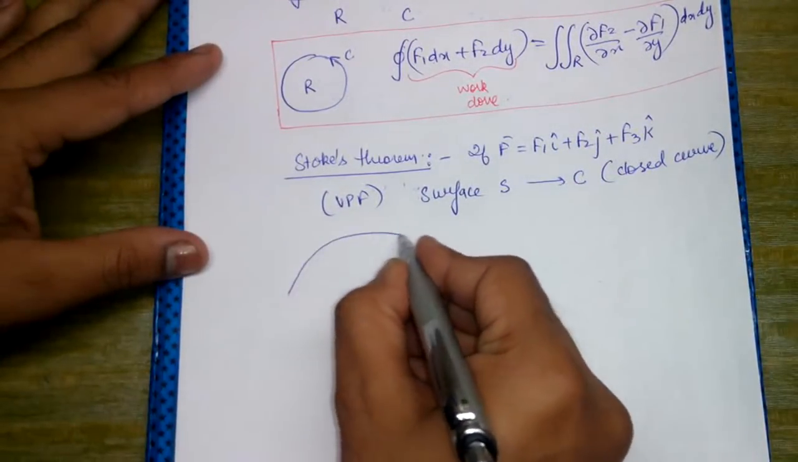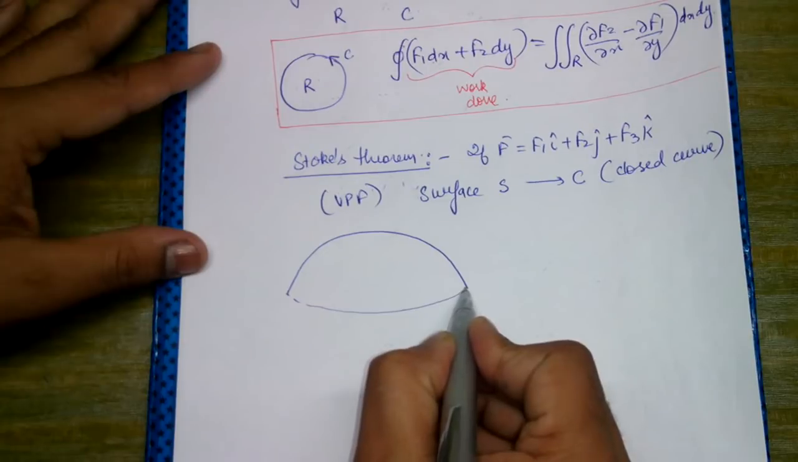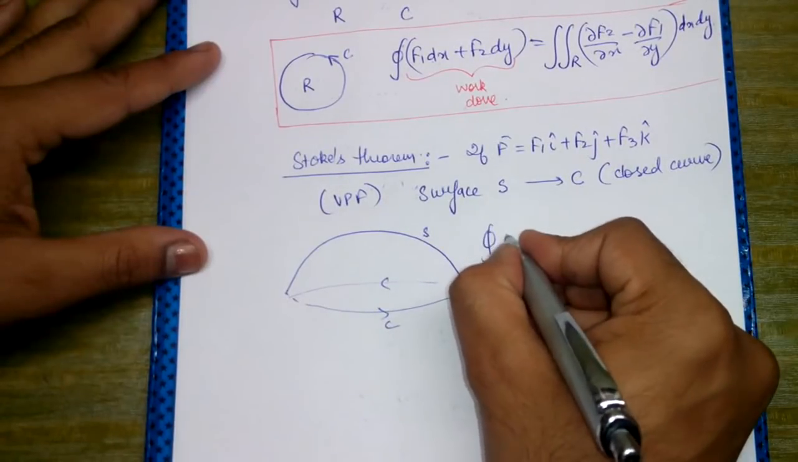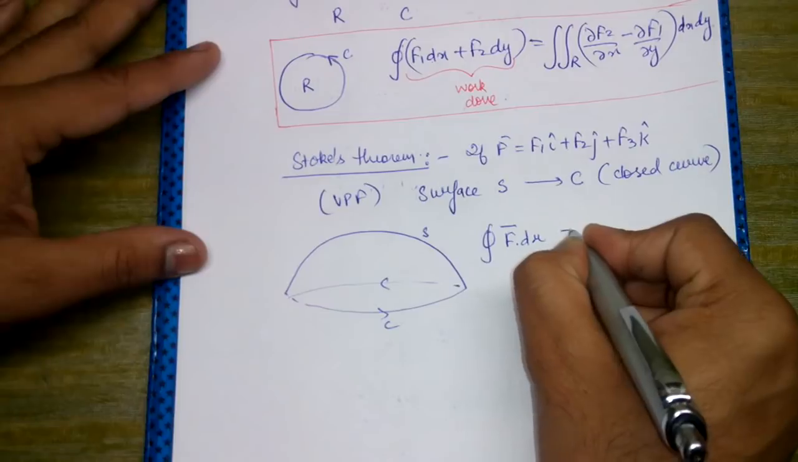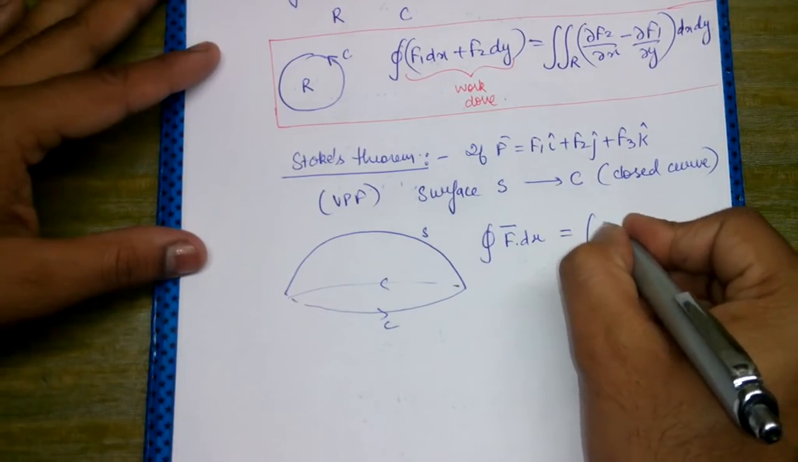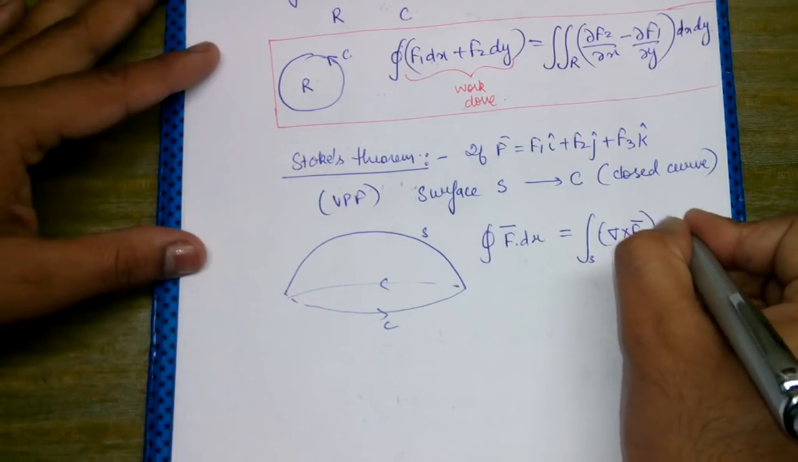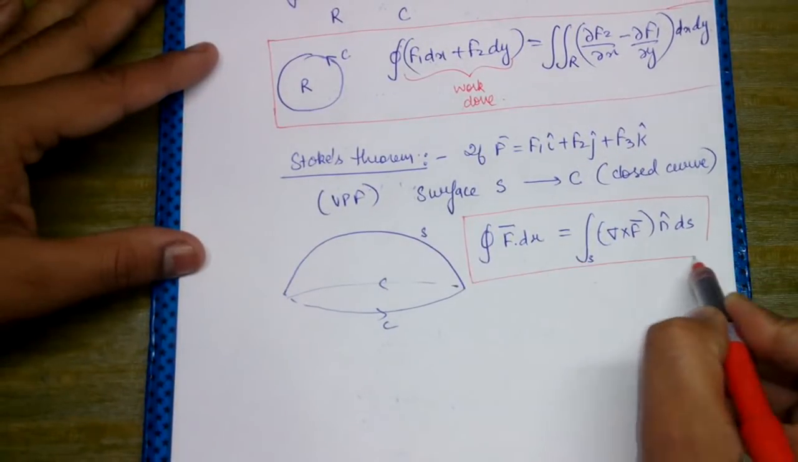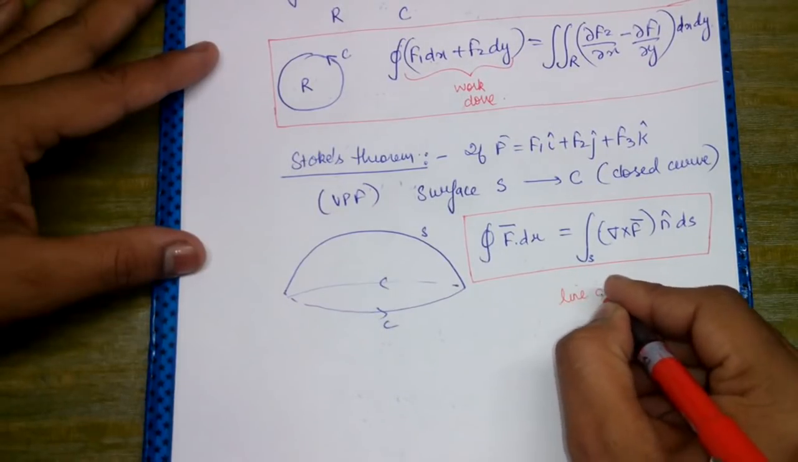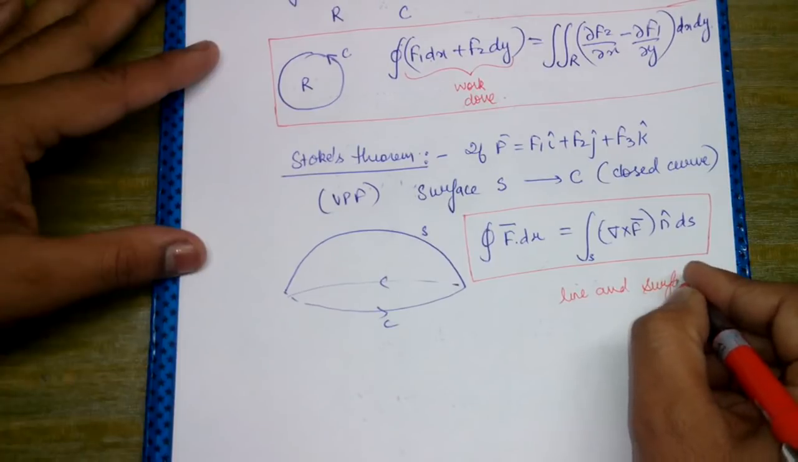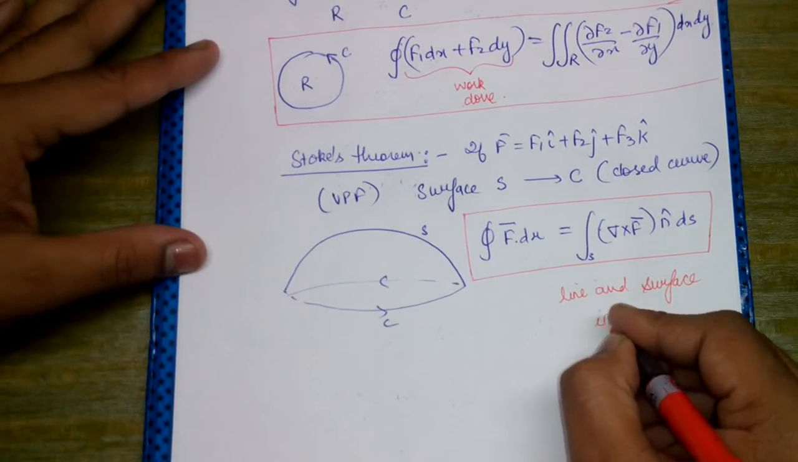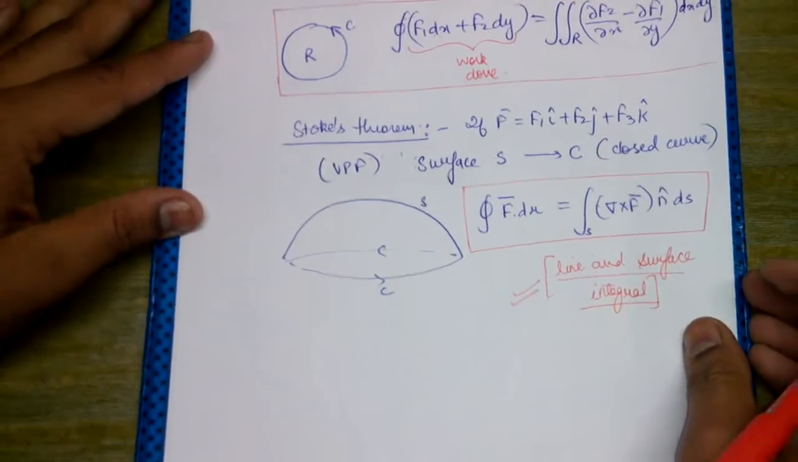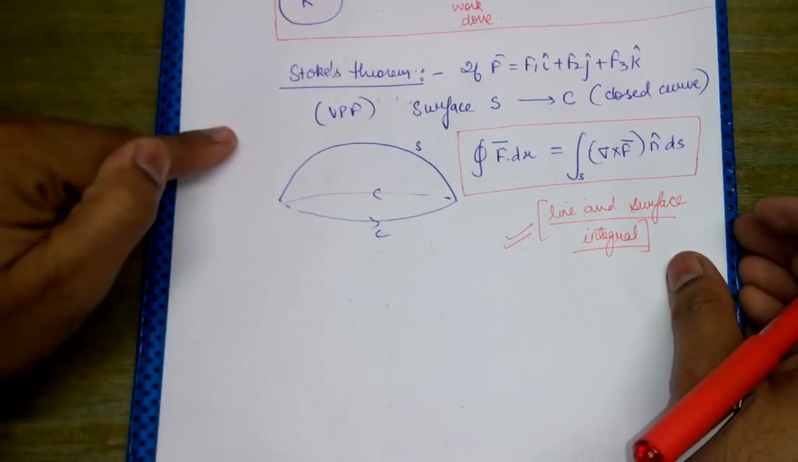Say this is the surface S, bounded by a simple closed curve C. Then the integral of f dot dr is equal to the integral over the surface S of nabla cross f dot n cap ds. So Stoke's theorem is actually connecting the line and surface integrals. This is an important point to be noted here, and it was asked in GATE also, that Stoke's theorem connects line and surface integral.